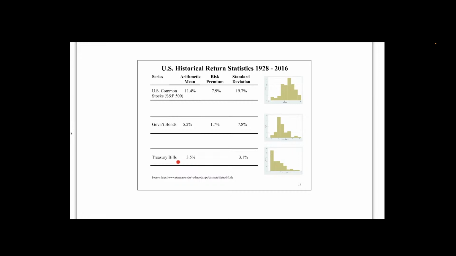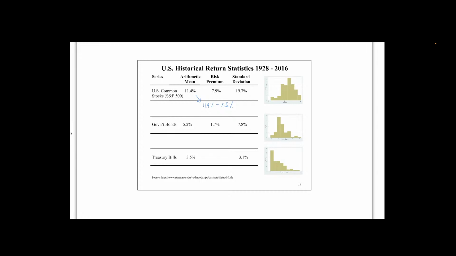So rather than purchasing T-bills at 3.5% return, investors invested in the stock market risky assets will have on average an expected return of 11.4%, which is 7.9% higher than T-bills. We call that the risk premium. So this is that little extra that incentivizes investors with the means to actually purchase stock.